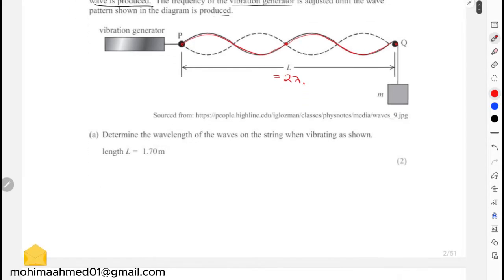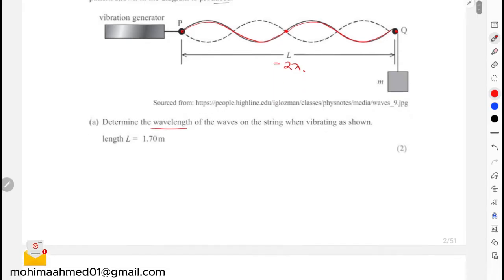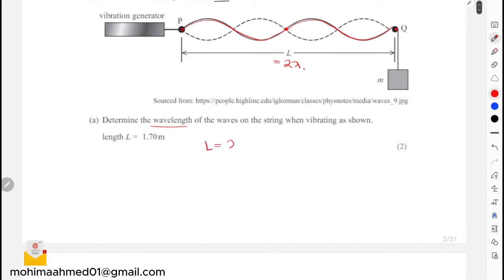Now, this part says determine the wavelength. I can clearly understand what the wavelength would be, right? The entire length of the string is used to create 2 lambda. So lambda over here is going to be L over 2, which is 1.70 over 2. If you calculate this, it will give you 1.7 by 2, that is 0.85 meter. That is the value for your wavelength in this part.